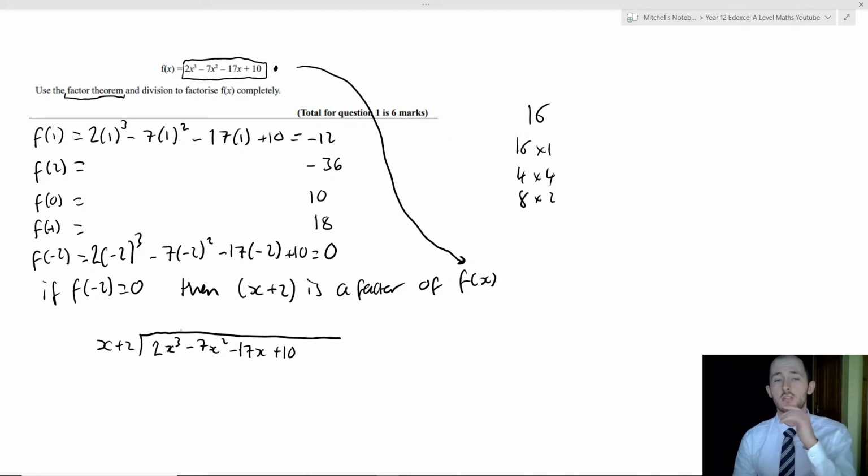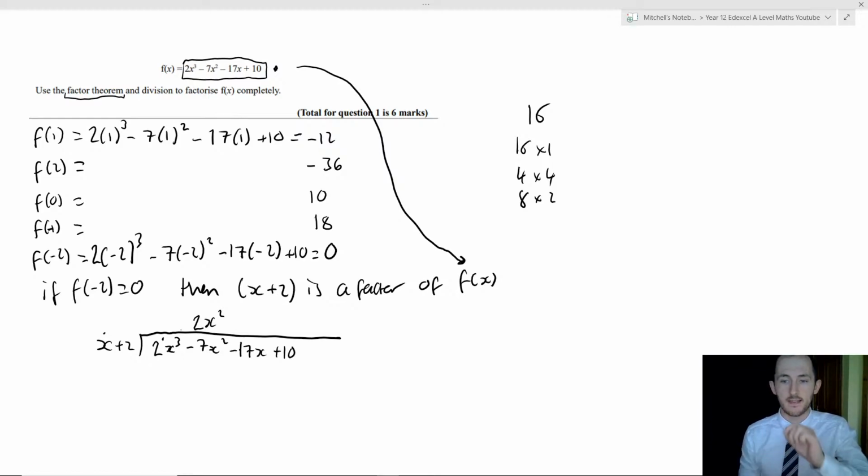Now, it's hard to just read through a mark scheme on this because the top row is going to change over time. So you need to follow along very carefully. What you do is you take the first term here and the first term here and you divide them. So what's 2x cubed divided by x? It gives me 2x squared.